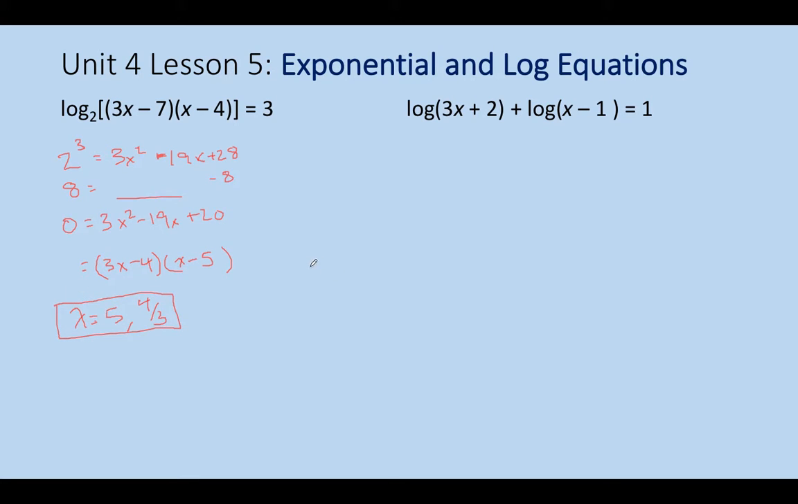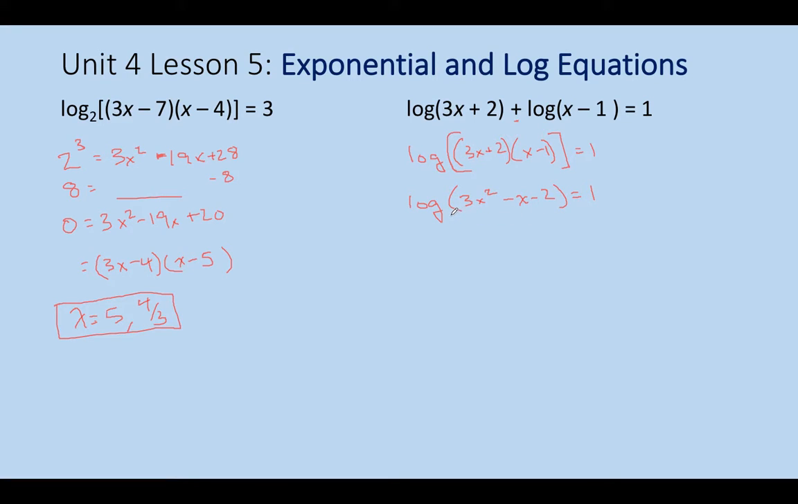All right, the last one here. Again, what we're seeing here is we are adding logs, and so maybe we can just go backwards like we did a couple examples ago and multiply them. So it'd be log of 3x plus 2 times x minus 1. These things would all be together, equal to 1. And when I do that, of course, I can go ahead and FOIL these out. So I've got log, and then this would wind up being 3x squared minus x minus 2 equals 1.